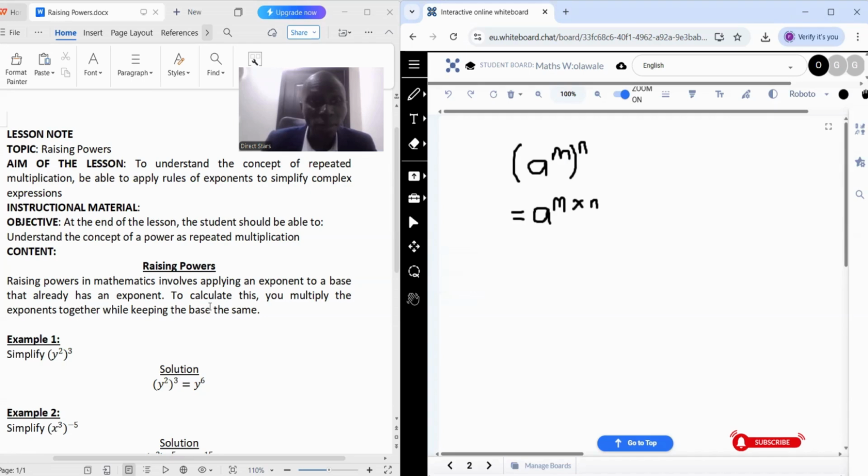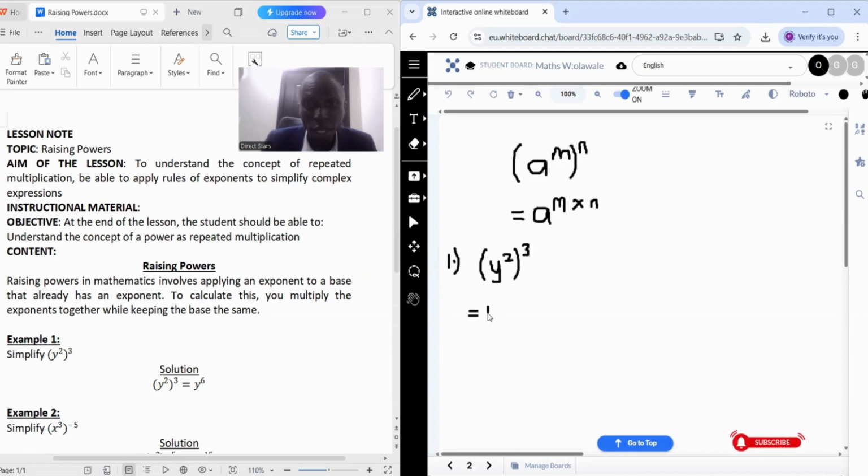So we're going to be looking at 5 examples in this topic. Example 1. Here we have to simplify y raised to power 2 and everything raised to power 3. So what we're going to do here is just multiply the powers together. Of course, y raised to power 2, then everything raised to power 3.